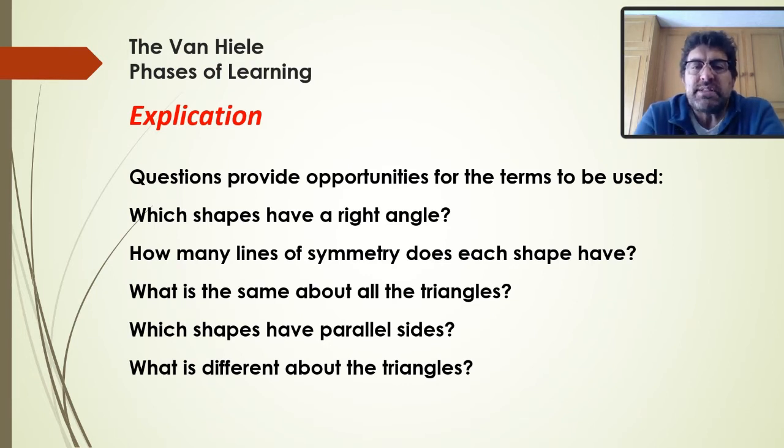So what shapes have a right angle? Which shapes have a right angle? How many lines of symmetry does each shape have? What is the same about the triangles that you're working with? What is different about those triangles? Which shapes have parallel sides?